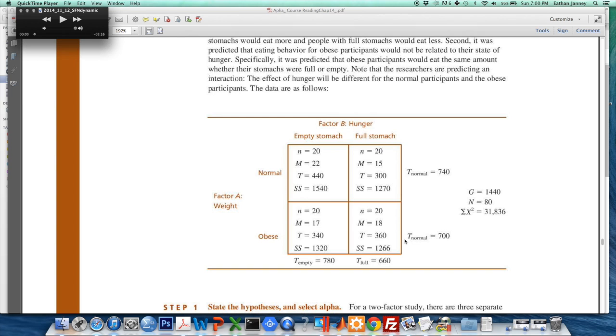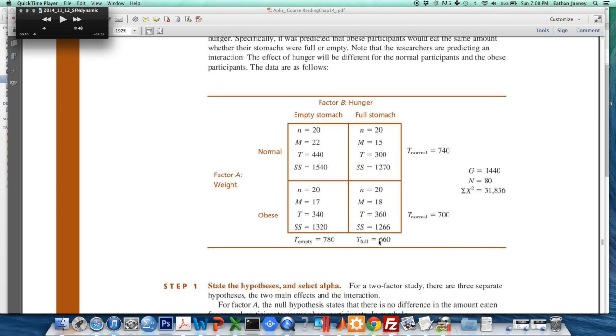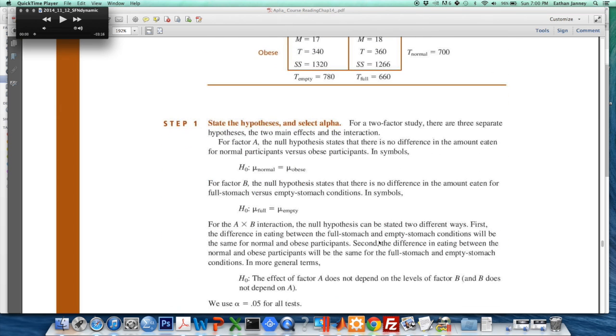And then this is an overview of the values that are given to us. Of course, you understand what sum of squares are, so we won't go into detail on the sum of squares value for each treatment.